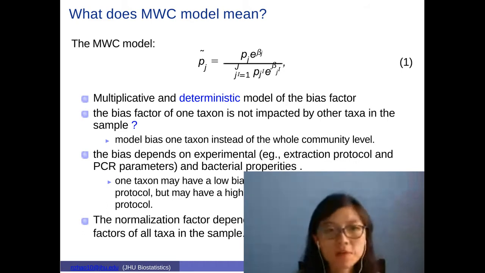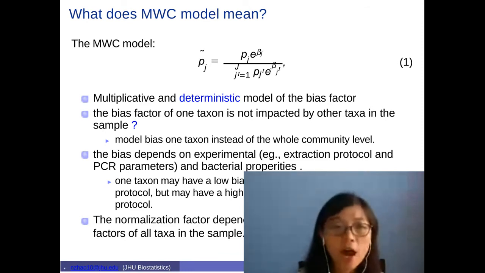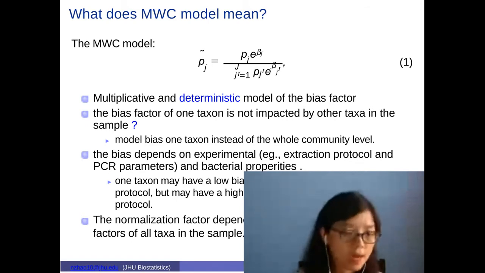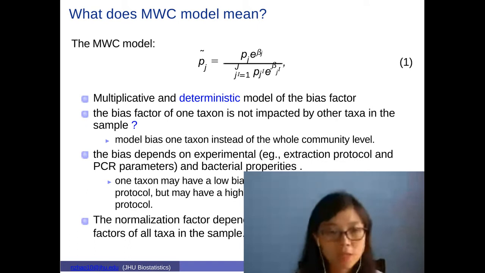The third observation from the MWC model was that the bias depends on both the experimental procedures as well as bacterial properties. So one taxon may have a low bias factor using one DNA extraction protocol, but it may have a high bias factor using a different extraction protocol. And conversely, in the same extraction protocol, one taxon may have a high bias factor, another taxon may have a low bias factor, depending on the characteristics of the taxon, which we think makes real sense because taxa may have different cell characteristics, such as whether they are gram-negative or gram-positive.